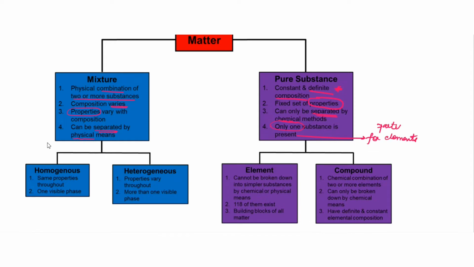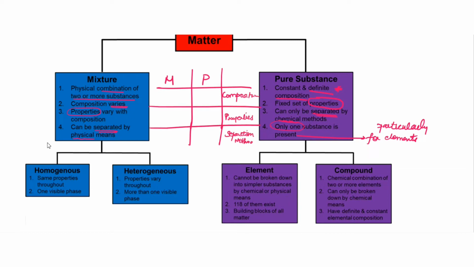So, let's again look at the differences between mixtures and pure substances. We differentiated mixtures and pure substances based on three headings. One is composition, next is properties, next is separation method. Talking about composition, it varies in mixtures, constant in pure substances. Talking about properties, it varies in mixtures, constant in pure substances. And talking about separation method, physical methods can be used in separating mixtures, and only chemical methods can be used in separating the constituents of pure substances. Okay.